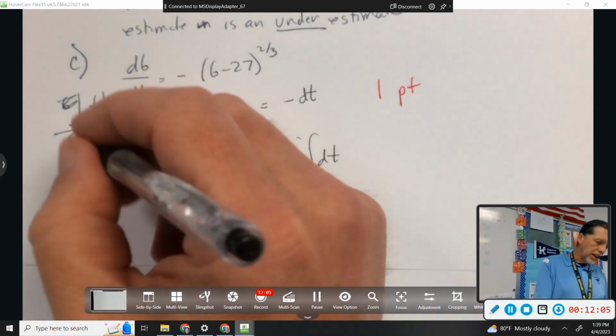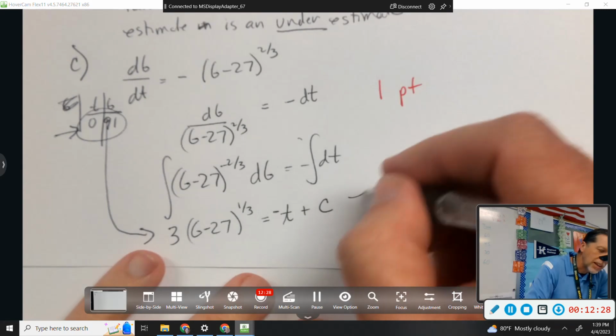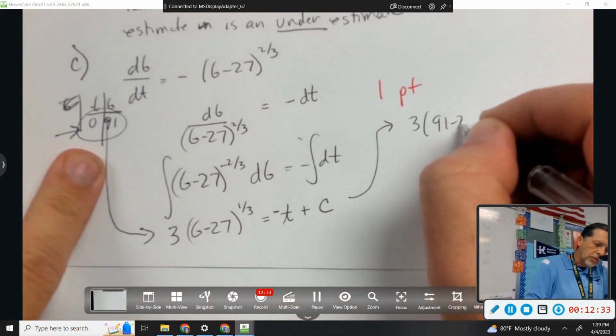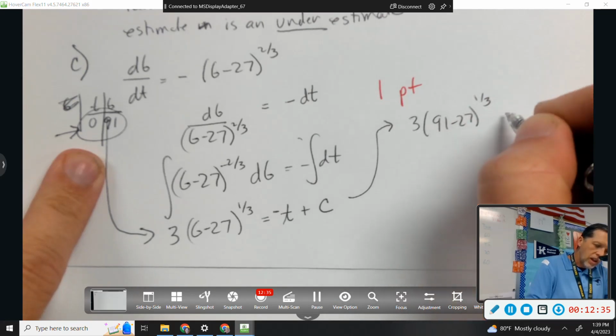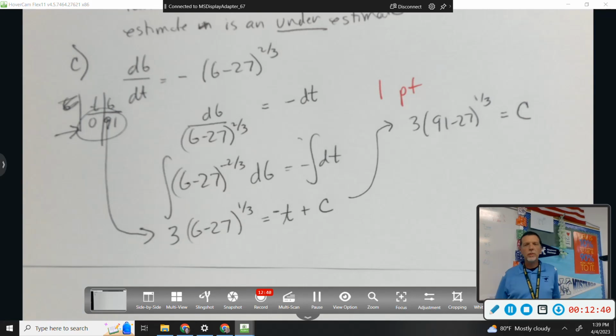And then I need to plug in 91 and 0 to figure out what C is. I could solve for G. I think I would just plug it in. I'm trying to figure out which one you'd solve for first. You could solve for G, but that would be a mess. Let's just plug it in. So 91 goes in for G, 0 goes in for T. So that was a good choice. I can figure out what C is right away.